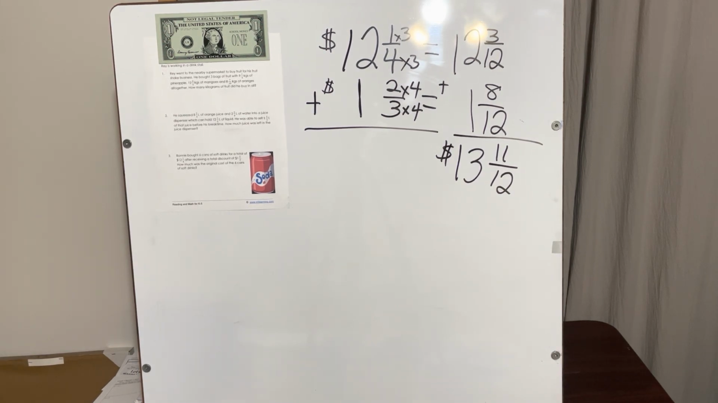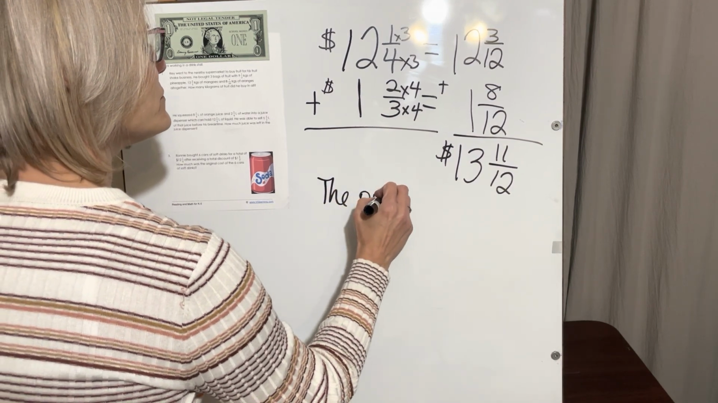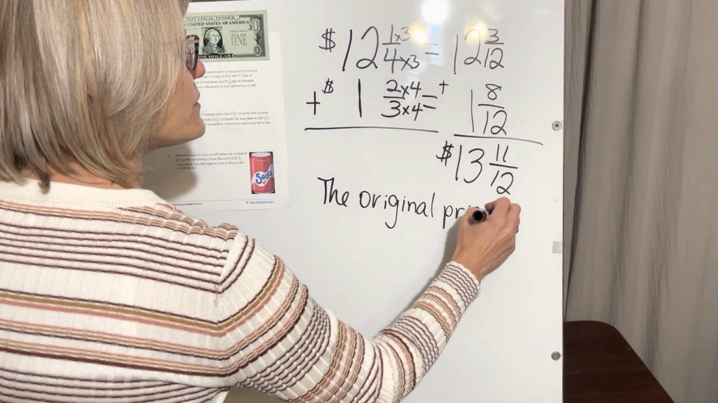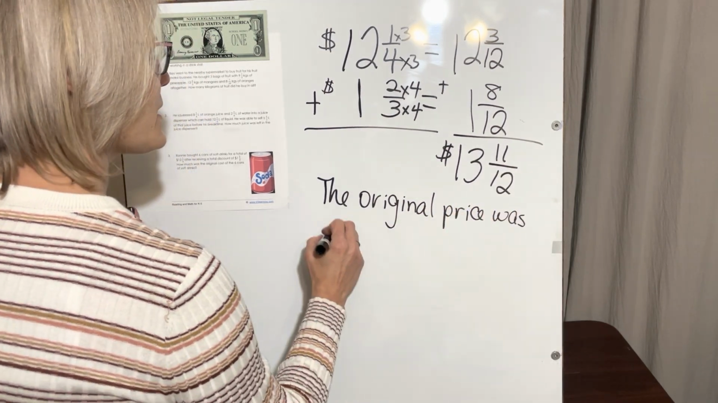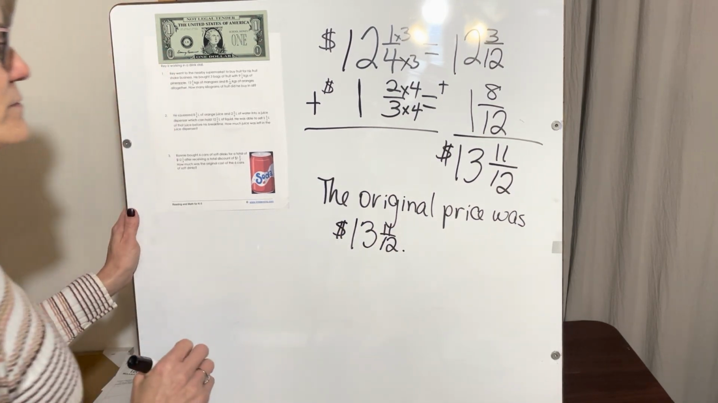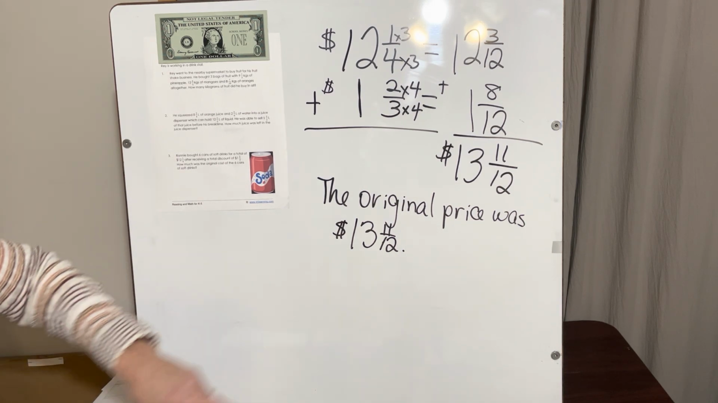So his original price was $13 and 11/12. All right, we can't reduce that. There's nothing that we can divide or factor out of 11 and 12, both of those. So it is reduced all the way. So really close to $14 there.